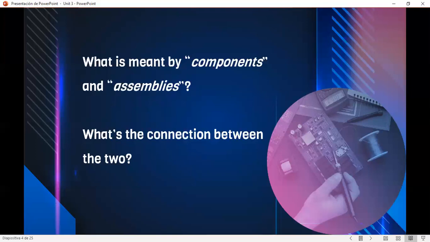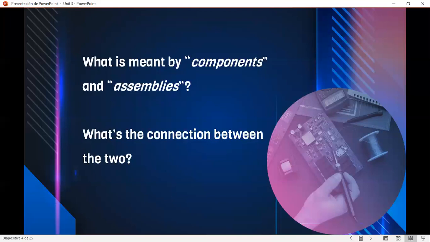Okay, so we can sum this up as: a component and an assembly are related together because a component is part of an assembly. So we could not have an assembly if we have no components. That's the relation, the connection between the two terms, components and assembly.